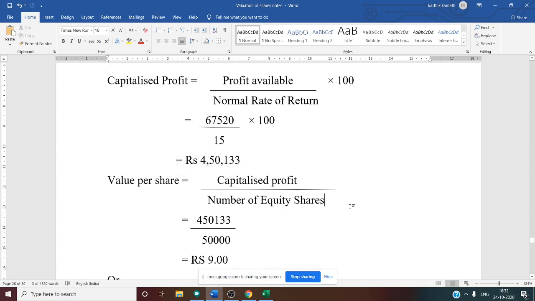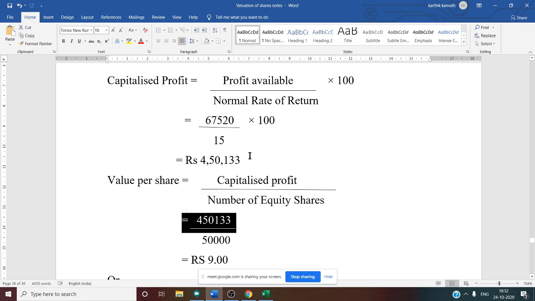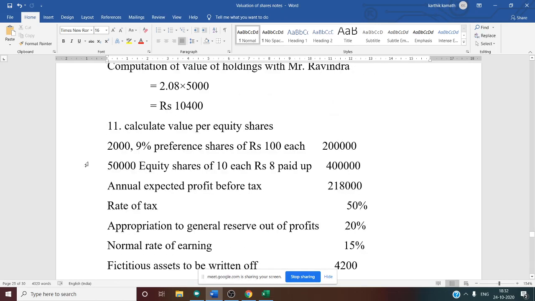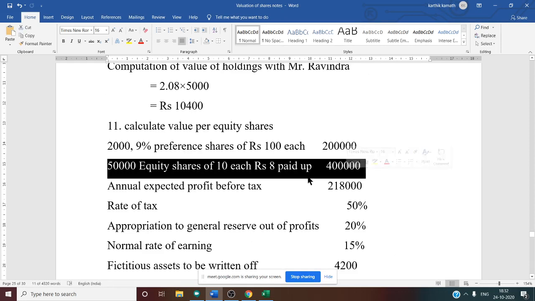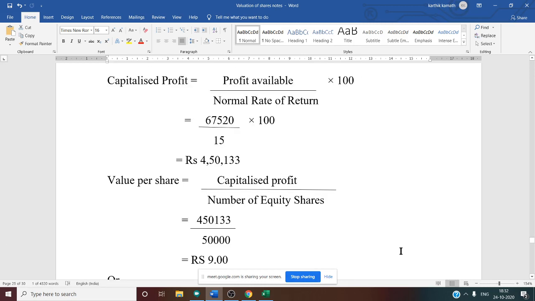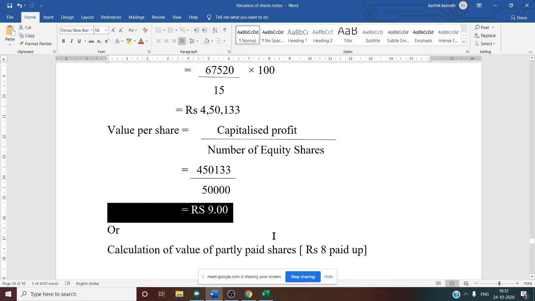Next, value per share. How to calculate value per share? Same as whatever we have applied for previous problems, the same formula under market value: capitalized profit divided by number of equity shares. So capitalized profit, now we got the answer 4,50,133, divided by number of equity shares. See where they have given equity shares; even if it is partly paid doesn't matter, because they have mentioned in the problem specifically 50,000, so we need to take 50,000. So the answer is 4,50,133 divided by 50,000. If you do, value of every single share is rupees 9 under market value method.